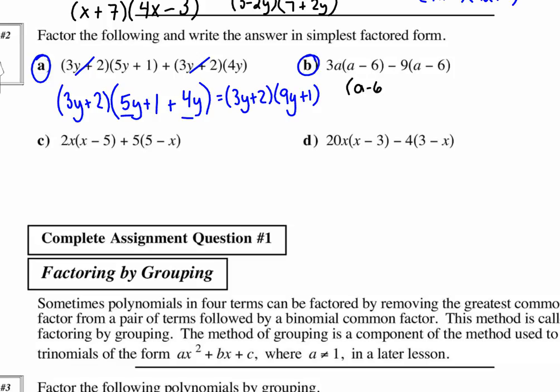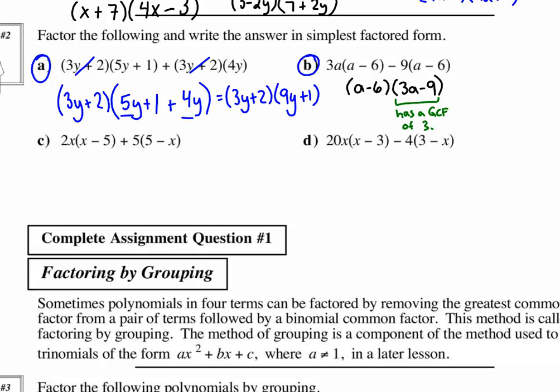A minus 6, and we're left with 3a minus 9. We're not done. Why? Does one of these factors have a GCF? Yes, 3a minus 9 has a GCF of 3. And so we need to pull that out. If we can common factor, we must common factor.